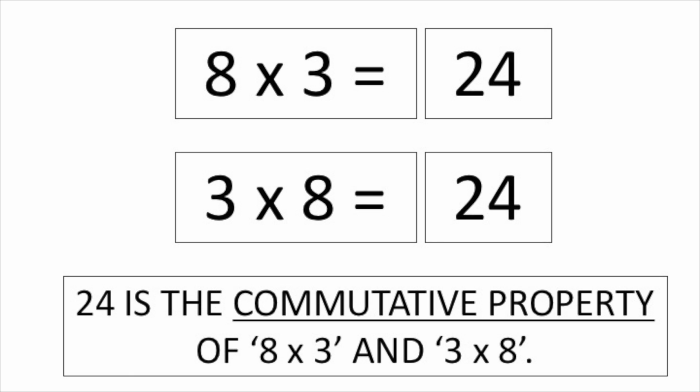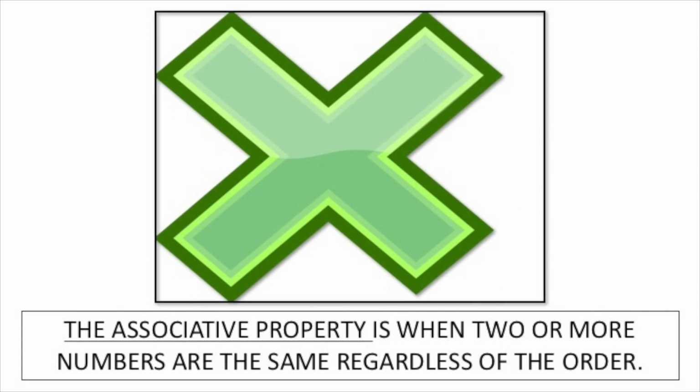Excellent, guys. Well done. So you understand, whatever side the numbers are on, if it's the same numbers, we get the same answer. Commutative property. And commutative is hard to say. Now we'll look at the next property. We have number 2, the associative property.